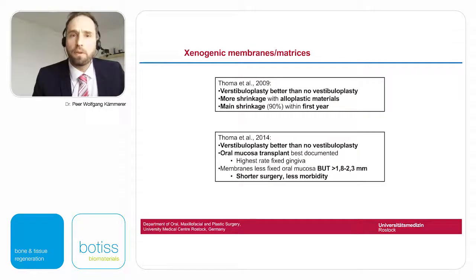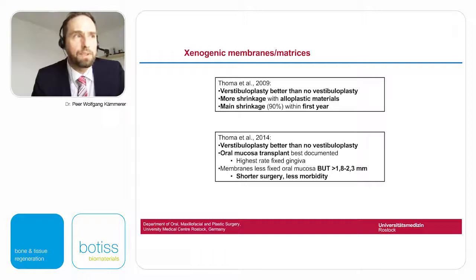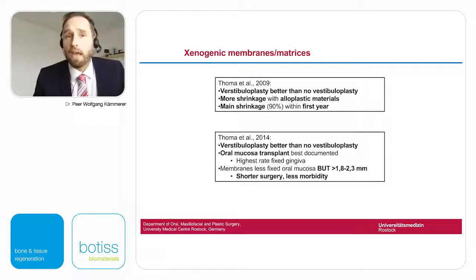Daniel Thoma also conducted some studies in 2009 and 2014. These are systematic reviews and meta-analyses. In the first, they found out that doing a vestibuloplasty is better than not doing a vestibuloplasty if needed. That's interesting. You will have more shrinkage when using alloplastic materials, just like the membranes, and the main shrinkage will happen within the first year. Well, I think that's common knowledge now.